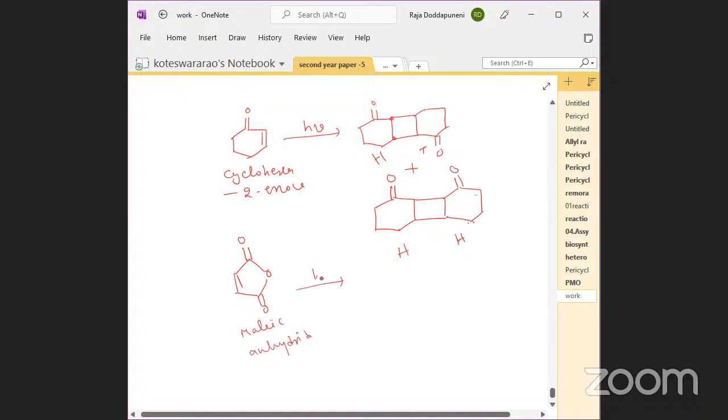which on irradiation also leads to the formation of only a single product, because there are two symmetrical ketone carbonyls. This is the product. You cannot say what is head-to-head or head-to-tail here. Only one product is generated. It is highly specific, you can say that.